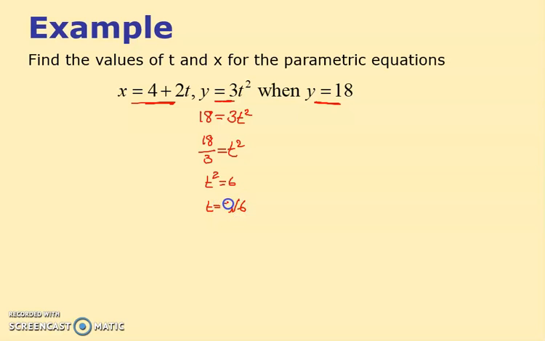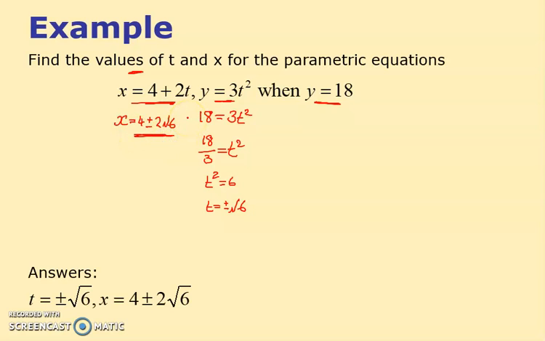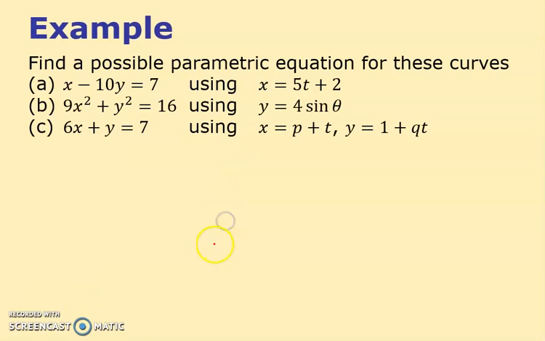But notice it's left a gap because theoretically it could be either plus or minus. It doesn't say which one it is. And it does say values as well, so that might be a bit of a hint. Anyway, so now I've got my t, x equals 4 plus 2 root 6, or minus 2 root 6 actually. It could be either. Let's see what we're up to. Yeah, that's exactly how I've written it. Plus or minus root 6. And 4 plus or minus 2 root 6. So I like that, it was relatively easy.